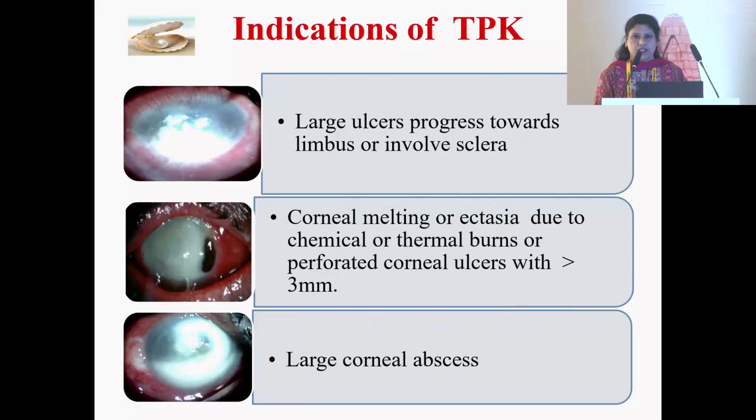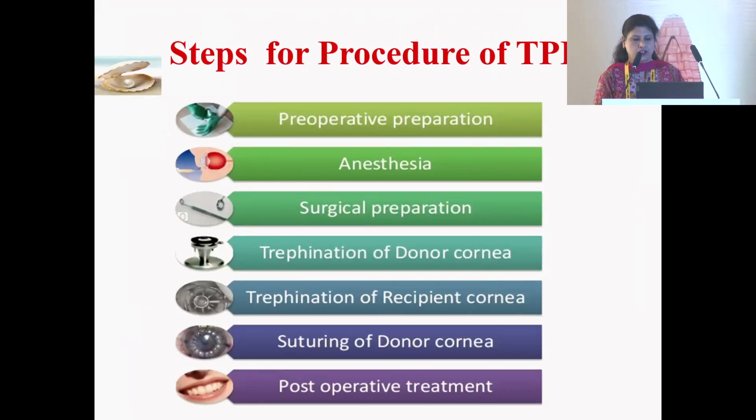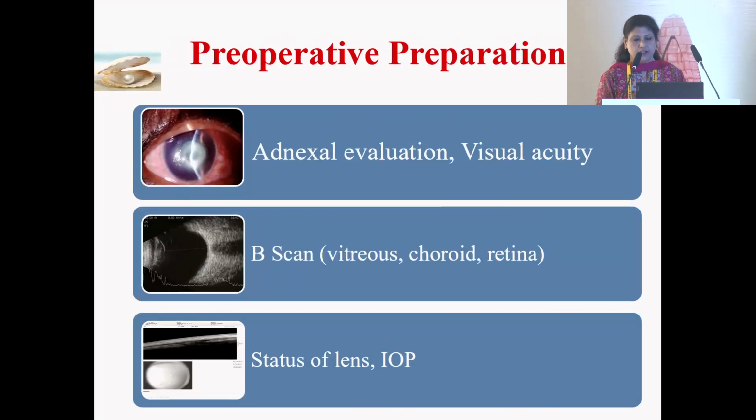The various indications of TPK are large ulcers which progress towards the limbus, involve the sclera, corneal perforation more than 3 mm in size, and large corneal abscesses. The various steps of the TPK procedure are: preoperative considerations, which are very important, anesthesia, surgical preparation, trephination of the donor cornea and recipient cornea, then suturing and postoperative treatment.